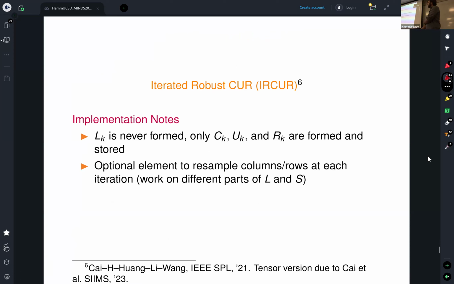And just some implementation notes: we never actually form that product in the middle stage of the low rank guess because we don't have to. We just work with the columns and rows. And there is a variant of this where you resample columns and rows at every iteration to mitigate the fact that you could have made a bad sampling the first time. That's okay, the algorithm still runs. It's slightly slower, but you get a more robust way of doing it. And then the tensor variation of the algorithm is more or less as described, just on the fibers. This was done by some of my collaborators recently.